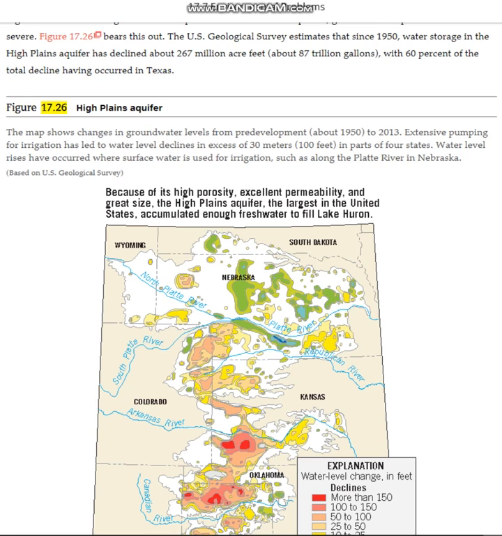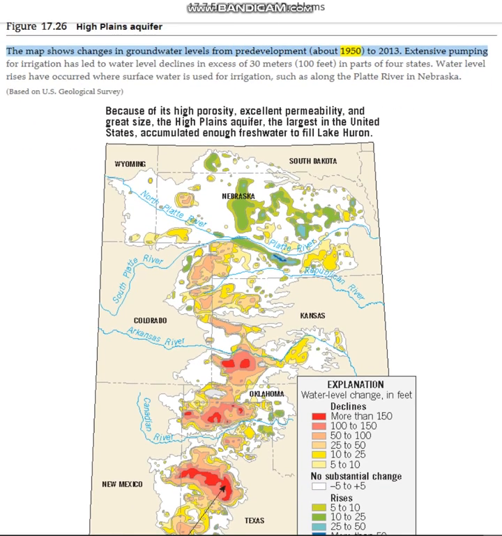Figure 17.26 High Plains Aquifer. The map shows changes in groundwater levels from pre-development, about 1950, to 2013. Extensive pumping for irrigation has led to water level declines in excess of 30 meters, 100 feet, in parts of 4 states. Water level rises have occurred where surface water is used for irrigation, such as along the Platte River in Nebraska. Based on U.S. Geological Survey.